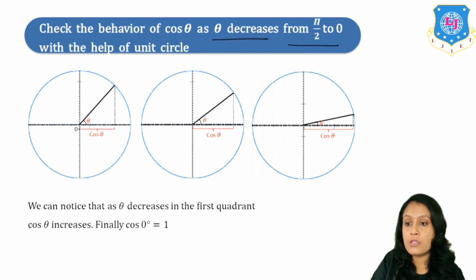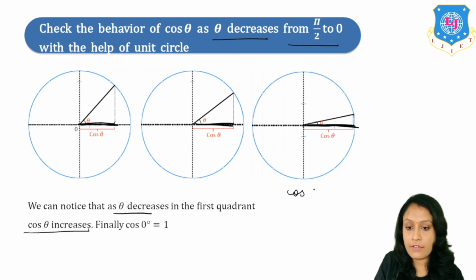Okay, now let's study the same behavior, but now theta decreases from pi by 2 to 0. Okay, so we'll start from this. So you can see this is the cos theta. Now decrease the angle, so this will become the cos theta. Again decrease the angle, so this will become the cos theta. So as you can see, as theta decreases, cos theta increases.